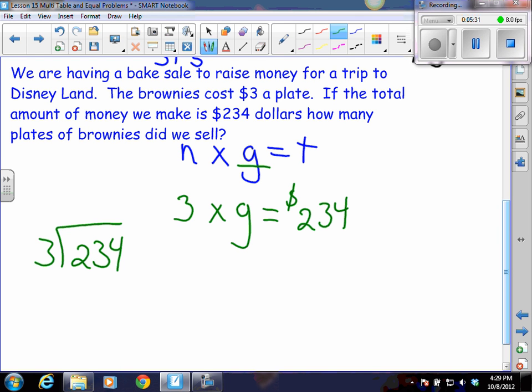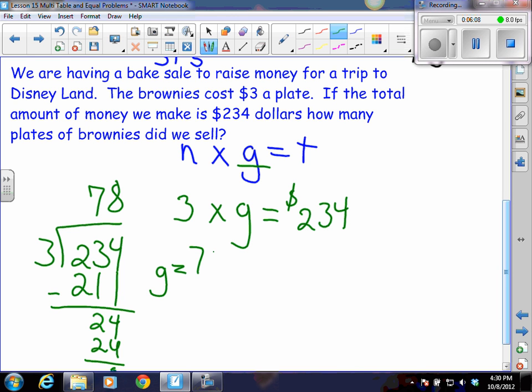That way we won't get too confused about how we're doing this. So 3 goes into 2 0 times. 3 goes into 23 7 times. 7 times 3 is 21. We can subtract those numbers. 23 minus 21 is 2. We're going to bring down the 4. And so now we have 24. 3 goes into 24. 8 times 3 is 24. And so we have 0 left over there. And so we have our answer for G, that G equals 78 plates.